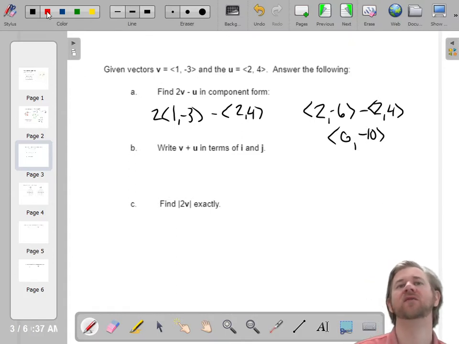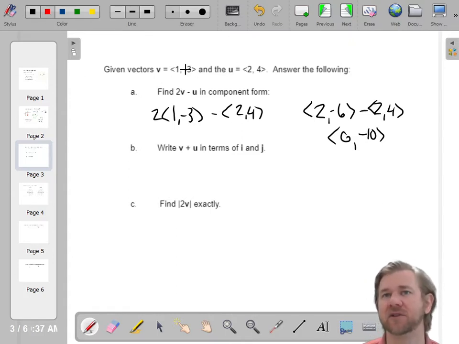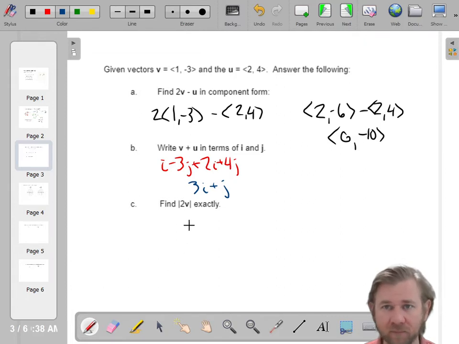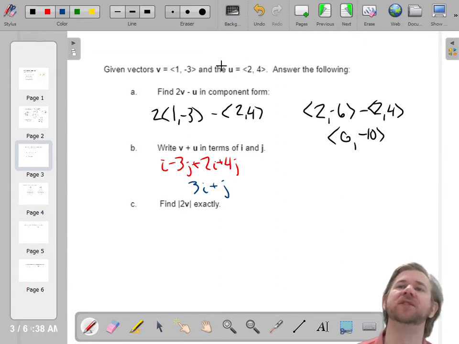The next one, v plus u, if I add them together, so v is 1i minus 3j, and u is 2i plus 4j. When you add those together, 1i plus 2i is 3i, and -3 and +4 make 1j, so 3i plus 1j. Then it says find the magnitude of 2v.